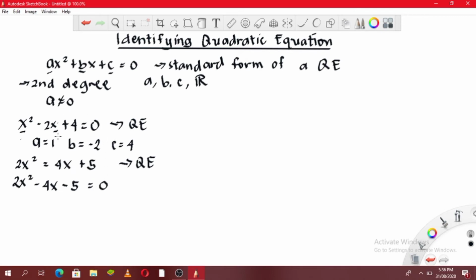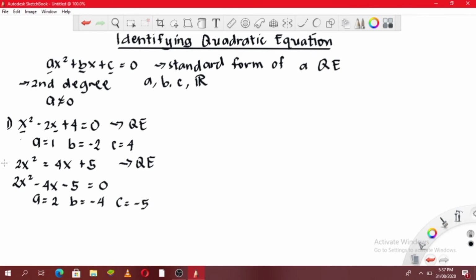So, ito na po ang quadratic equation na naka-standard form. So, identify ang A, B, and C. So, A is coefficient ng x squared, that is 2. B is the coefficient of x. Ito po siya, negative 4. We will take the negative sign then. And C is the constant, walang kasamang x. That is negative 5. Okay po? So, this is example number 1.